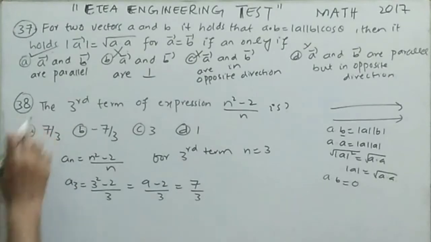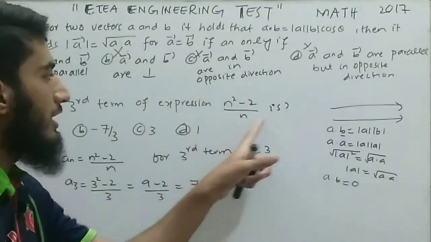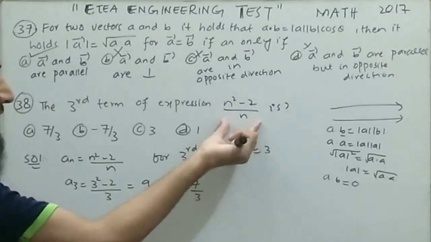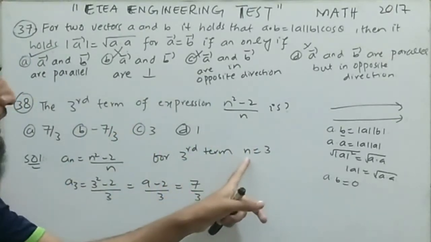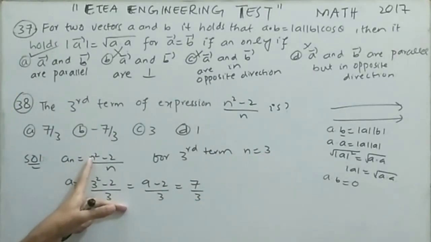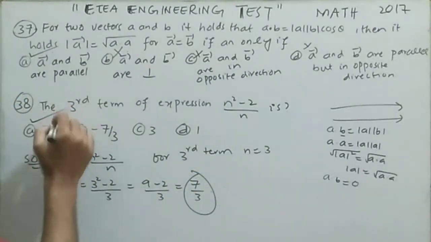Move to the next MCQ number 38. It tells that the third term of the expression n squared minus 2 divided by n will be. Let's suppose this is the general term, a_n is equal to n squared minus 2 by n. For the third term we will put n equal to 3. So by putting n equal to 3, it becomes 3 squared minus 2 divided by 3. So 3 squared gives us 9, minus 2, divided by 3. 9 minus 2 will give us 7. So the required answer will be 7 by 3. The correct option for this MCQ is option number A.